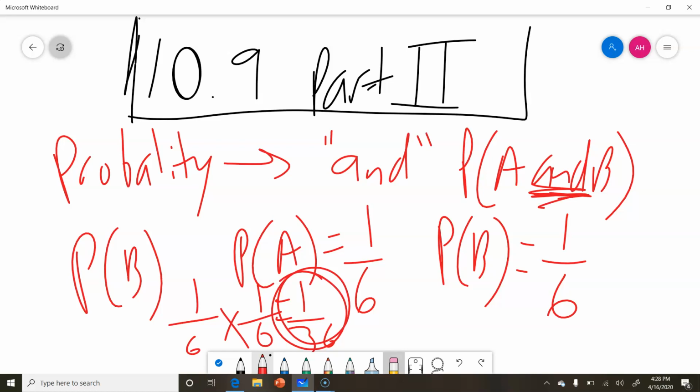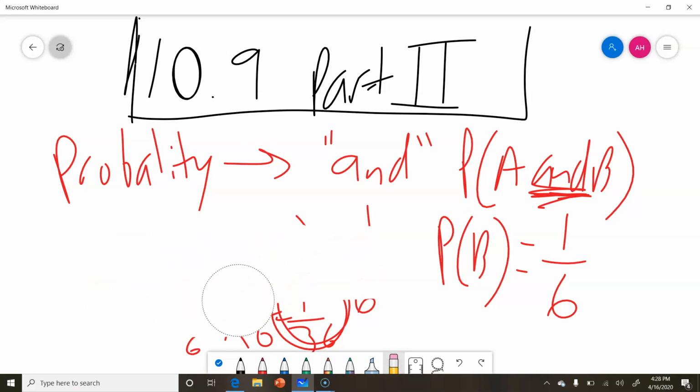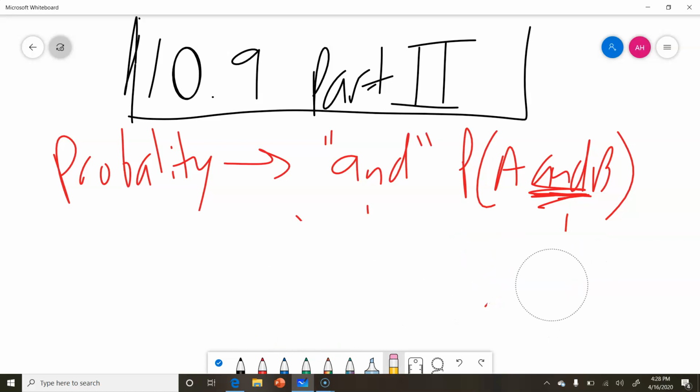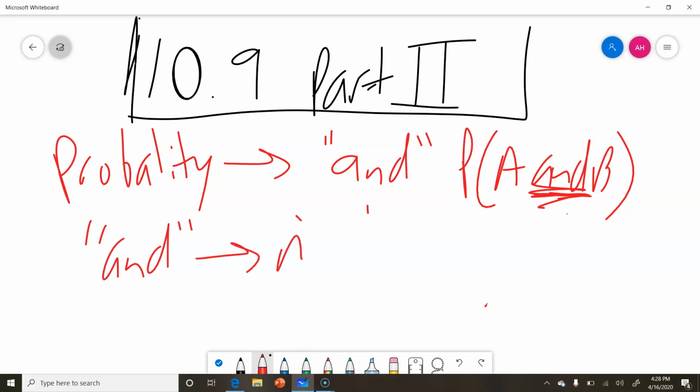So if you want to simplify that, if you need to pause it and write, go for it. But if you want to simplify that in your mind, you can think the word and means multiply. Okay, whatever you get, you got to multiply.